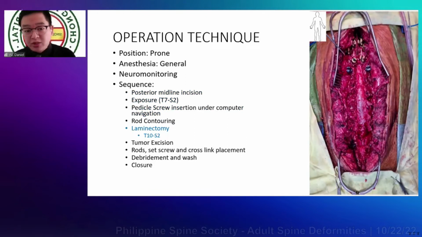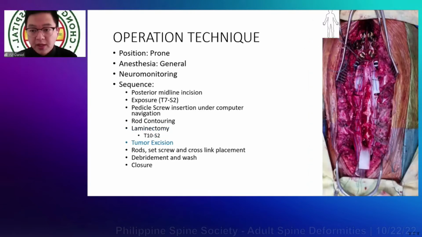So we did the laminectomy from T10 to S2 level. On the right side, we have the picture of the dura exposed. And the neurosurgery service did the tumor excision. In this picture, the cauda equina is retracted laterally. And in this picture, the central part is the posterior longitudinal ligament, and we can also appreciate the scalloping of the posterior wall of the lumbar vertebrae.